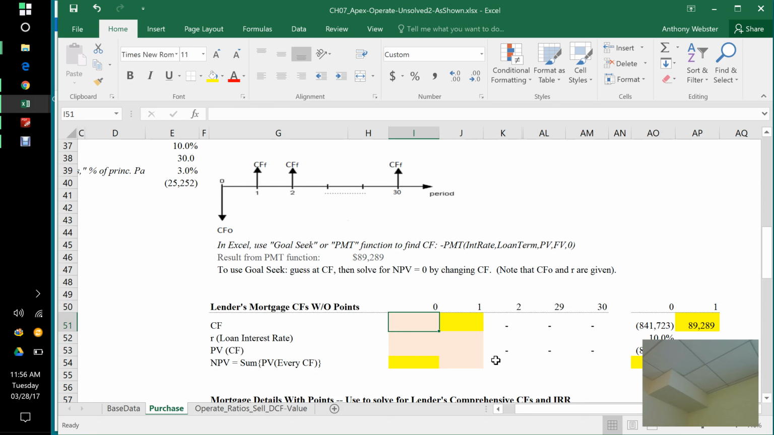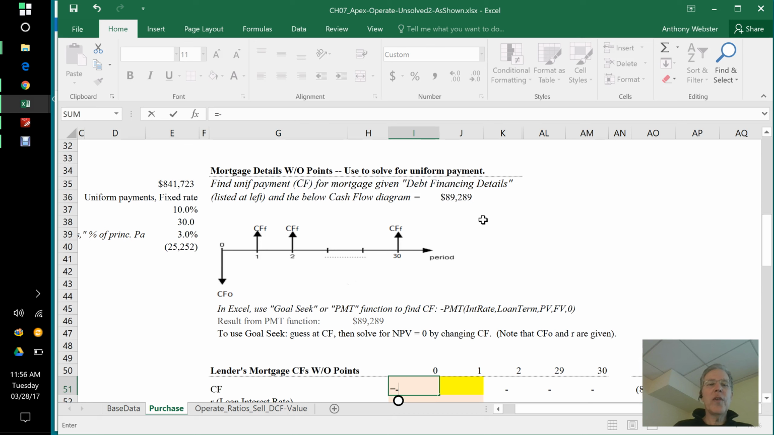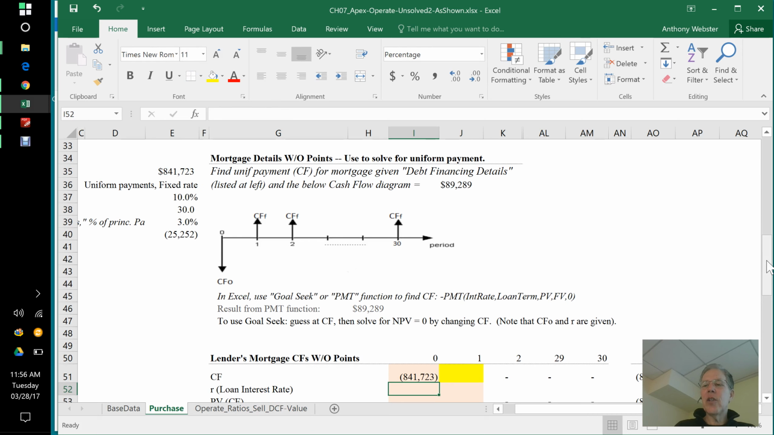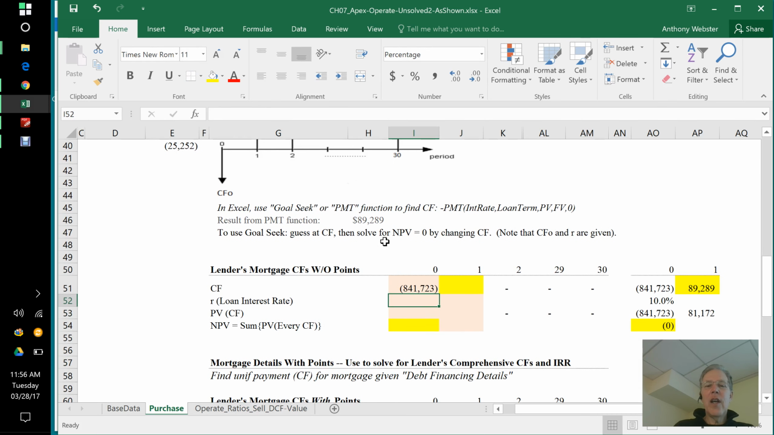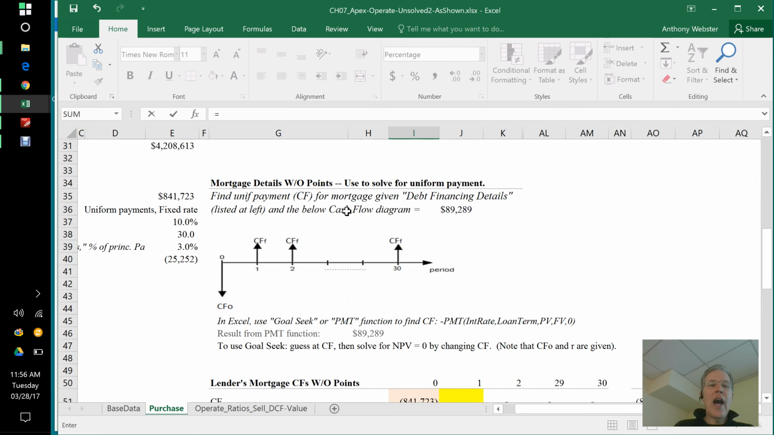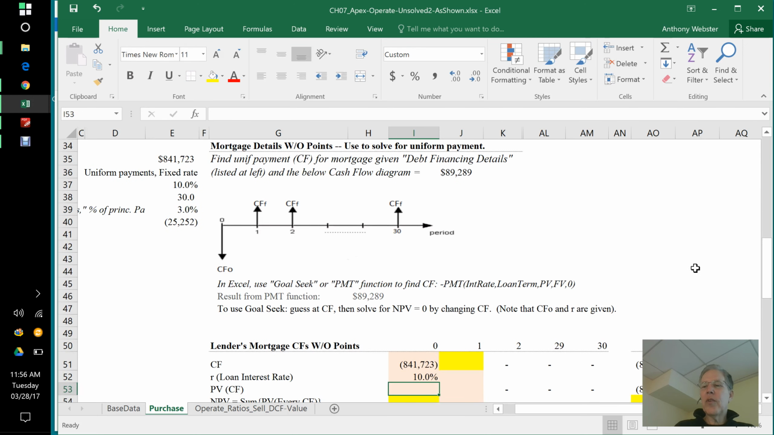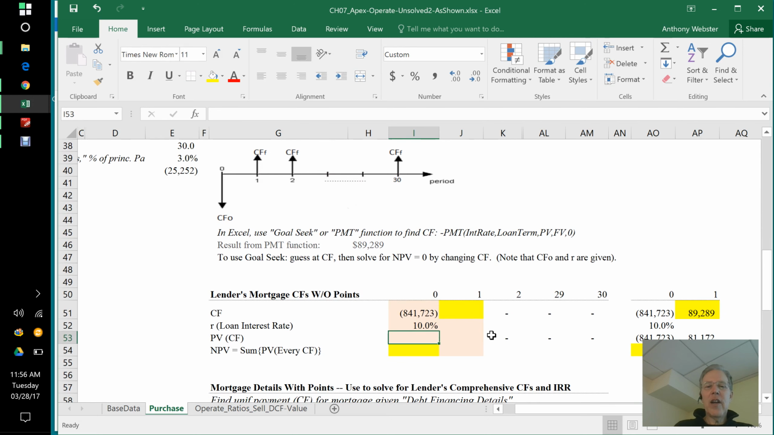So the lender's first cash flow at t equals 0 is going to be equal to the amount that they have said they would contribute to the purchase price, which is over here in E45. That's $842,000. The interest rate, I just want to put it here so it's handy. Our interest rate, as we know, is 10%. I don't want to hard code that. I want to refer to our 10% over here.